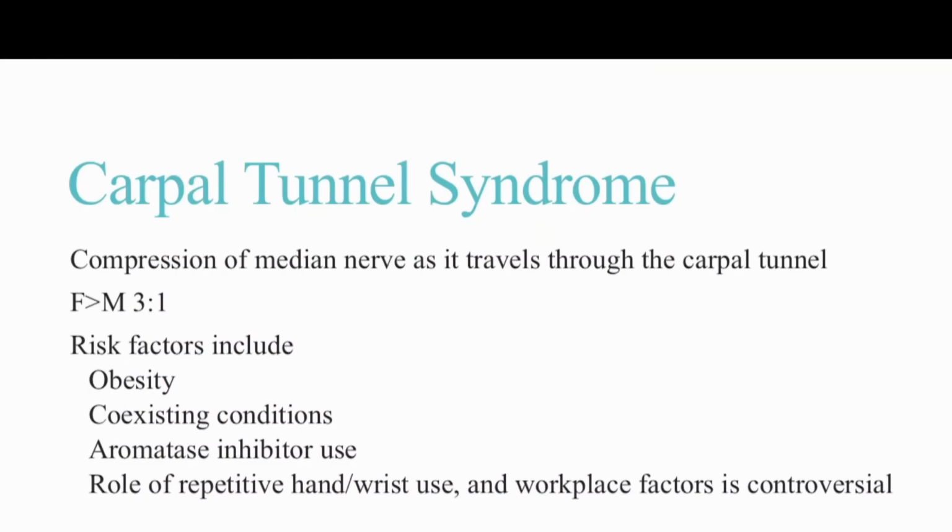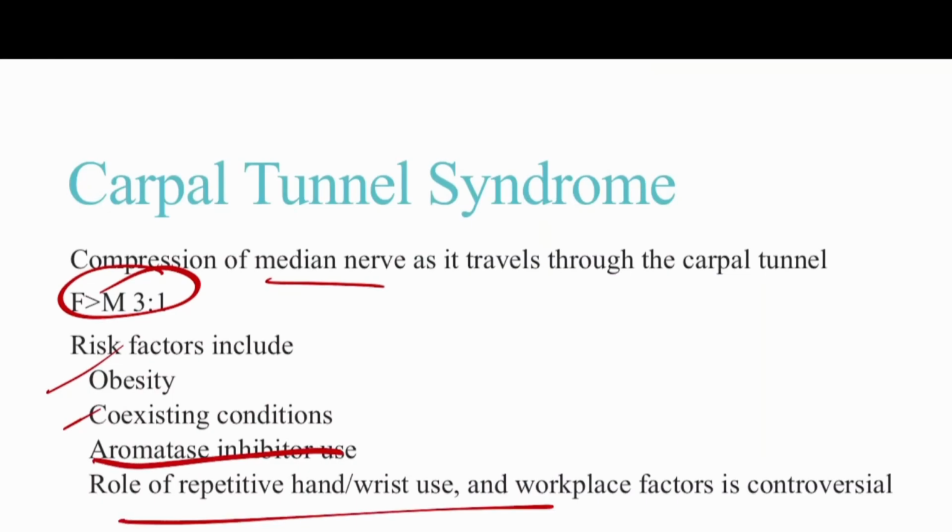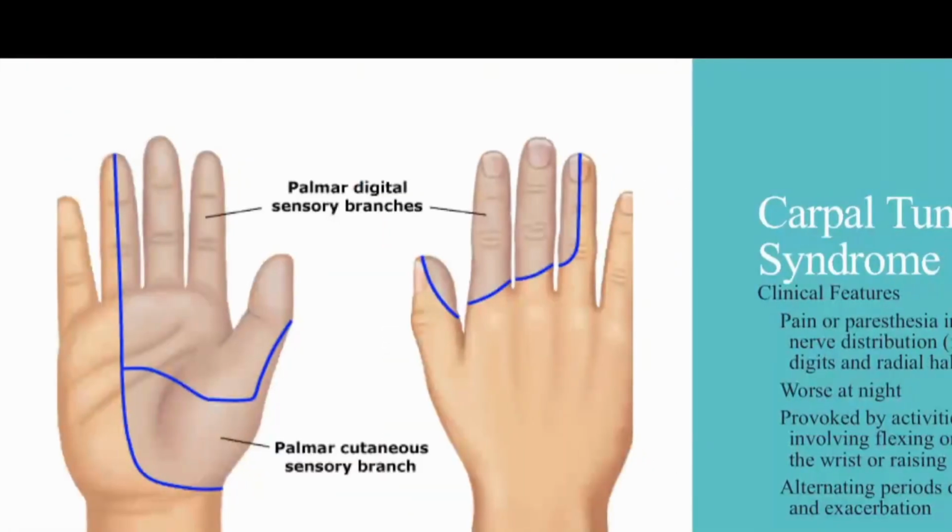Again, compression of that median nerve, more females than males, risk factors: obesity, coexisting conditions, aromatase inhibitor use, and obviously the big one is repetitive hand use. So obviously ask what they do for work. With carpal tunnel, they start getting different sensory issues, so you have to be really careful with your assessment of the dermatomes in the hand.